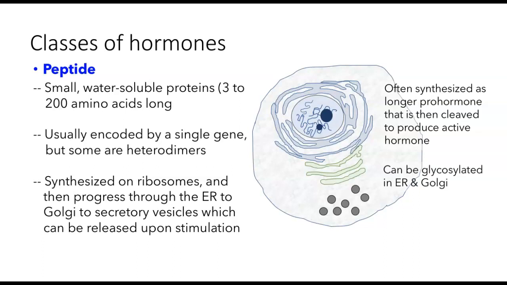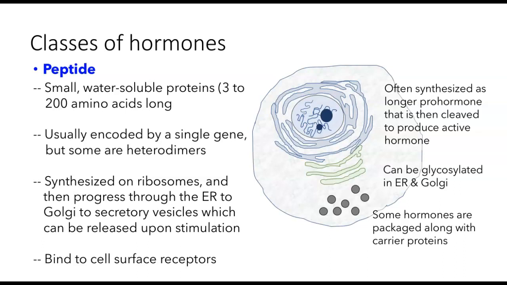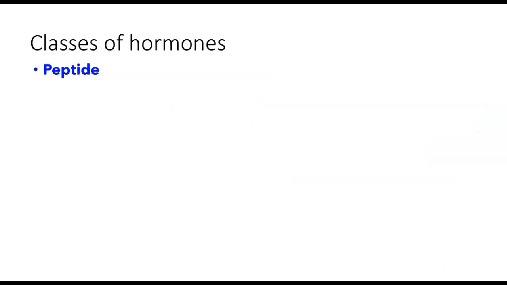Secreted proteins can be glycosylated, having sugar chains added to them in the ER and Golgi, and sometimes this happens to hormones, and for other hormones it doesn't. And then finally, some hormones are packaged along with carrier proteins so that when they get released, there's also a compound that will help move them through the bloodstream. Regardless of all of this, when we think about peptide hormones, we think about them as being hydrophilic, polar molecules, and they're going to act by binding to cell surface receptors.